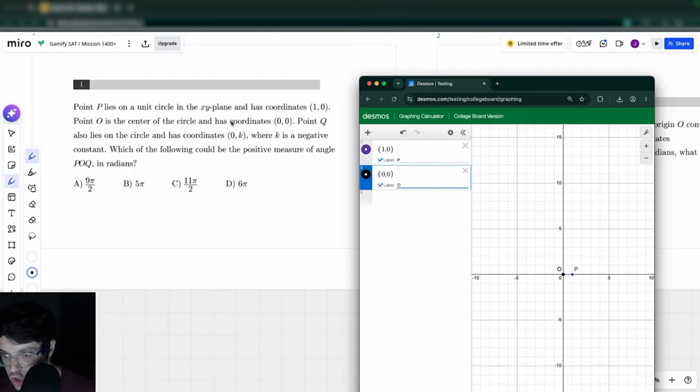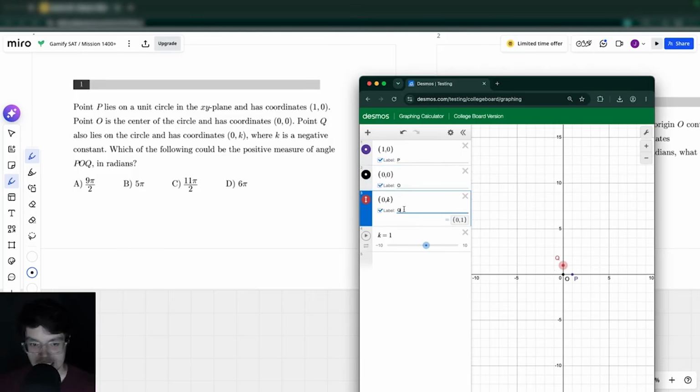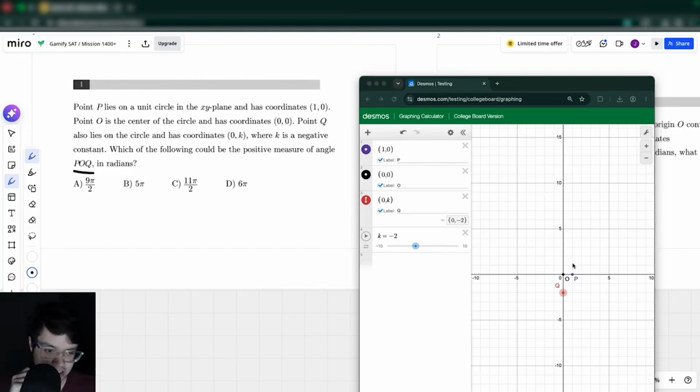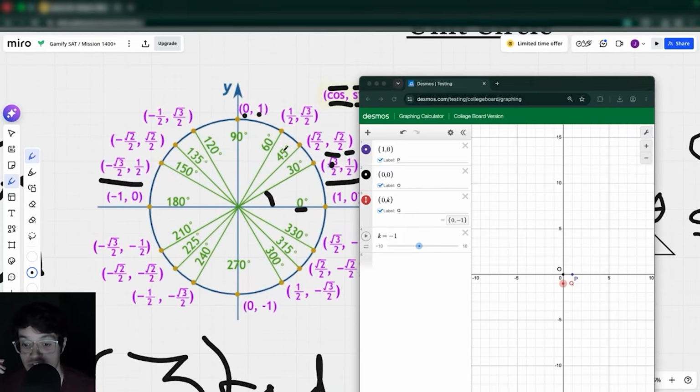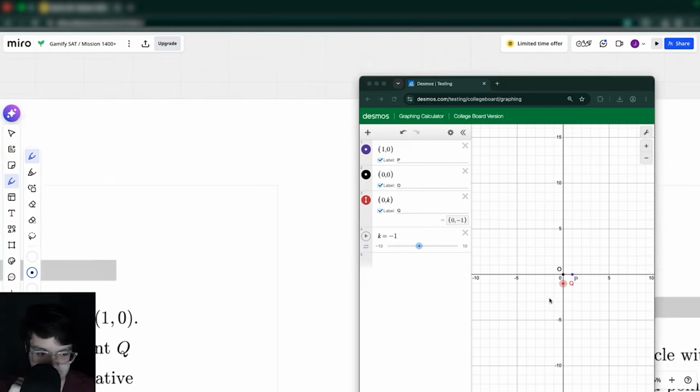Then you have point Q, which is 0, K for its unit. And K would also have to be a negative number. So we know no matter what, it's going to be somewhere down here, which could be the positive measure of angle POQ in radians. So just to evaluate what this is trying to say, if you look here at the unit circle, this is basically like if we were trying to take this huge angle going from 0 all the way to down here. So you can imagine what this is supposed to look like, and that's what these points are trying to say.